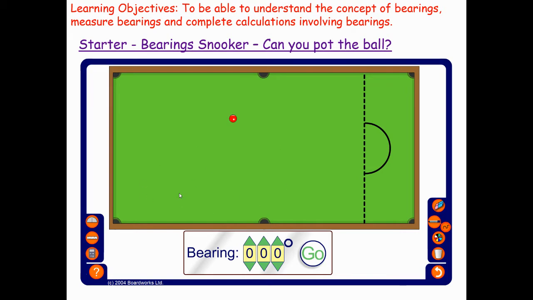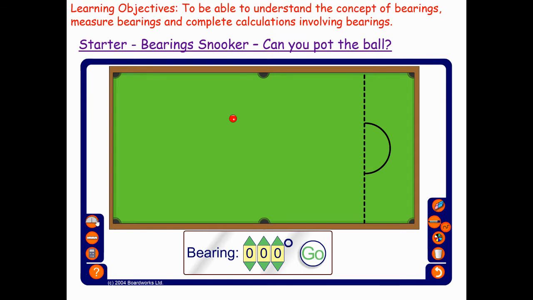let's imagine we know nothing about bearings, and we've got this challenge in front of us. Can you pop the ball? So there's a ball there, and we've got to try to get the ball in the pocket. Okay, and we've got something down here. It says bearing. Now there's a little angle symbol there, so we can guess that it's angles.